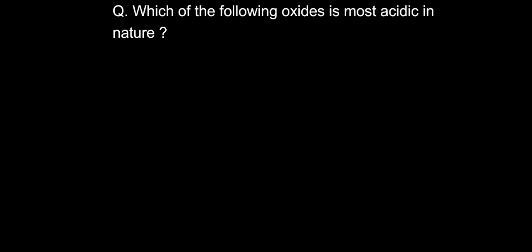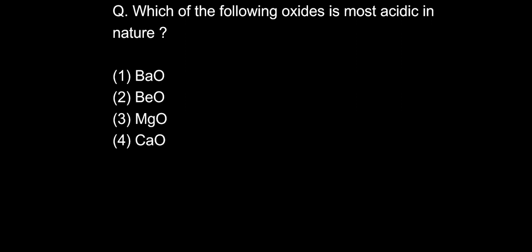Which of the following oxides is the most acidic in nature? And the options are given. And if you clearly see, the options are of group 2 elements. All are group 2 elements: barium, beryllium, magnesium, calcium oxides. Okay, so the oxides of group 2. And they have asked about acidic character.